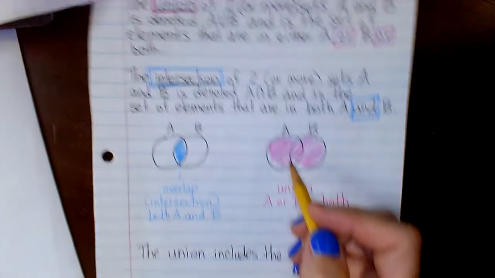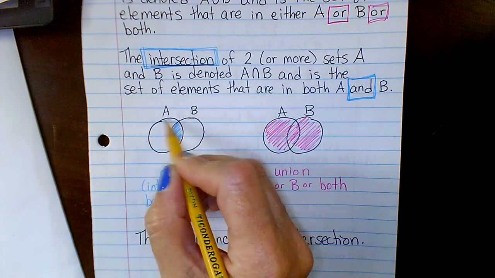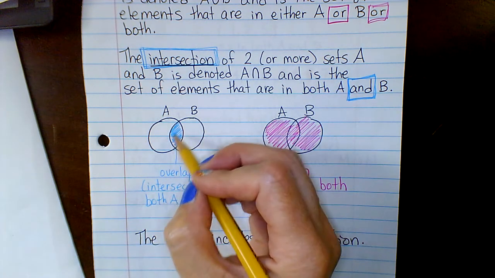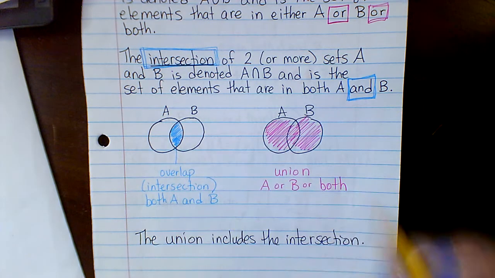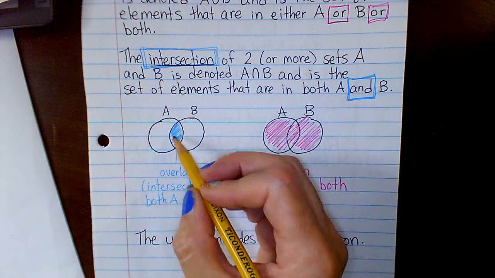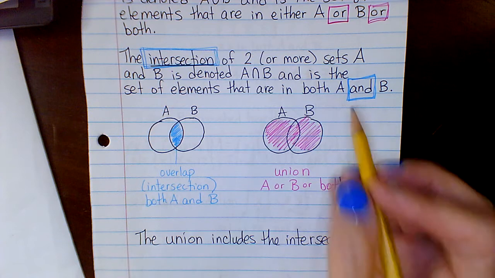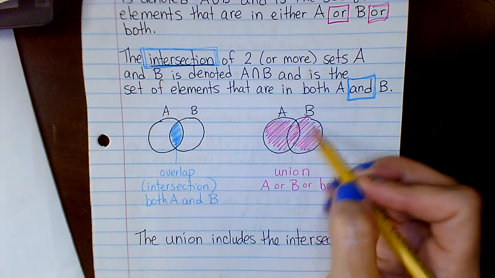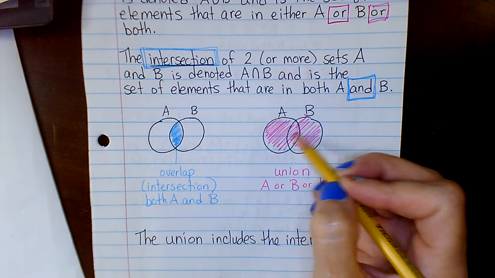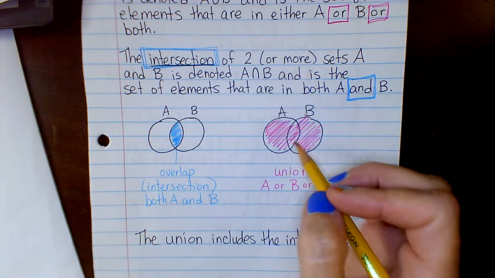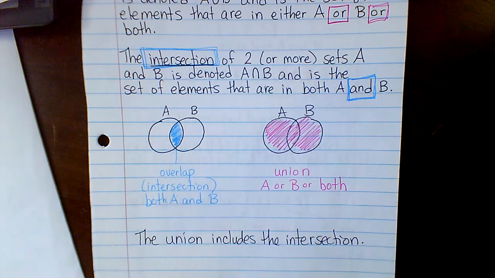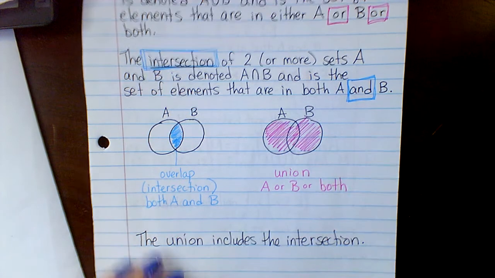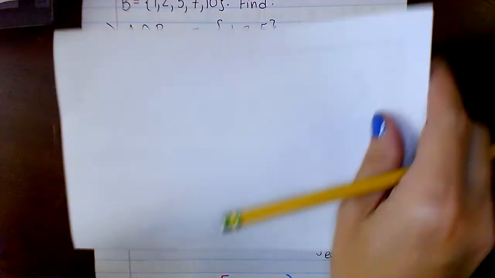Right? So here's a visual for that. If you have circle A representing all the stuff that's in A, and then you have B representing all the stuff that's in B, this bit right here is the overlap. That's the intersection. That's the stuff that's in both circle A and circle B. This over here is the union. It's the stuff inside circle A, or inside circle B, or inside both. Now, I don't want you thinking that these two are like opposites of each other or anything. The union actually includes the intersection. Okay? All right, so let's do some examples.